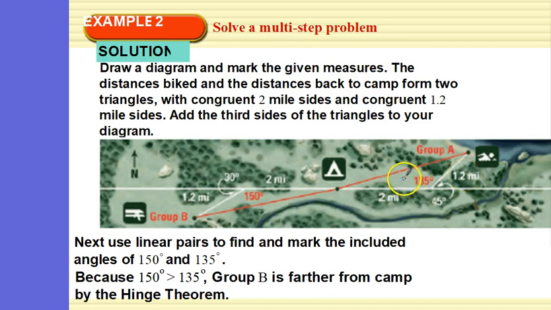Okay? So they actually showed this. So they have the 150 here and the 135 here, and they're showing that this one has to be a further distance than this one because of your hinge theorem. Because those were both equal, these are both equal. So you're just doing a hinge.